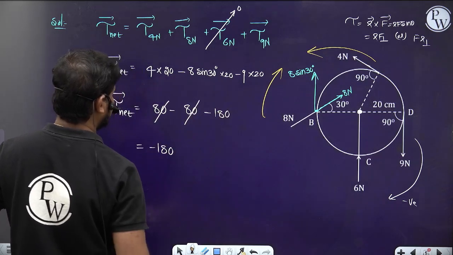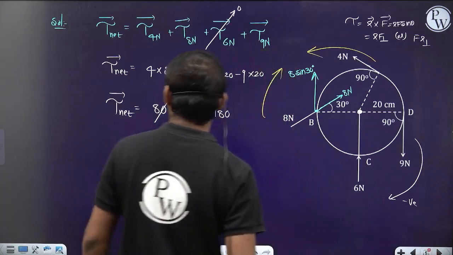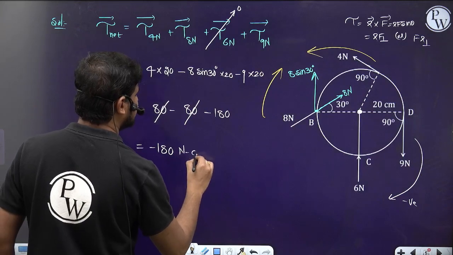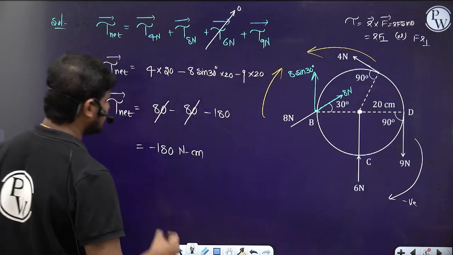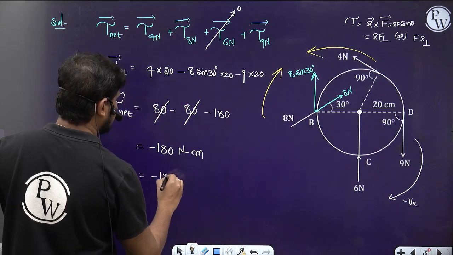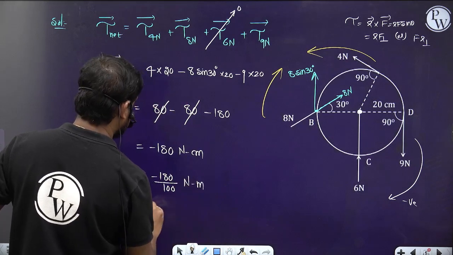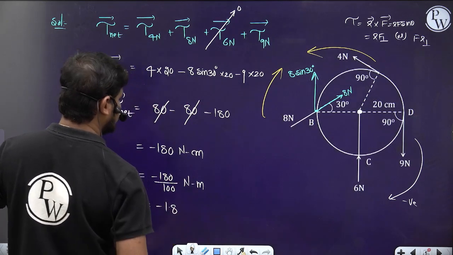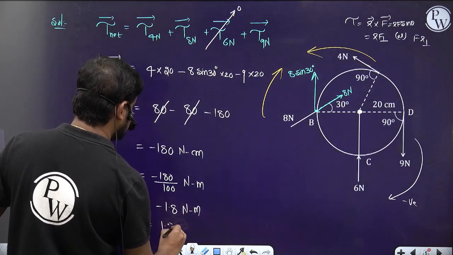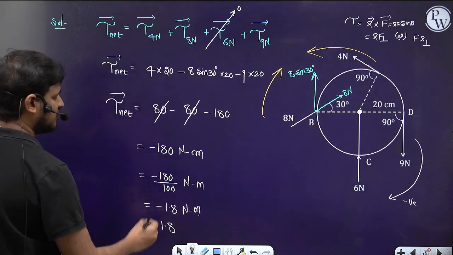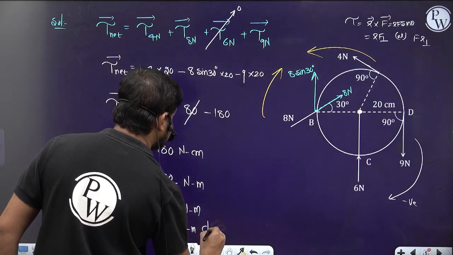minus 180. The options are in centimeters or meters, so it is in Newton meters. Here this is Newton centimeters, because this 20 is in centimeters, right? So minus 180 by 100 Newton meter, which means minus 1.8 Newton meter. What does this minus indicate? Minus means the net torque is clockwise. So 1.8 Newton meter clockwise is the net torque.